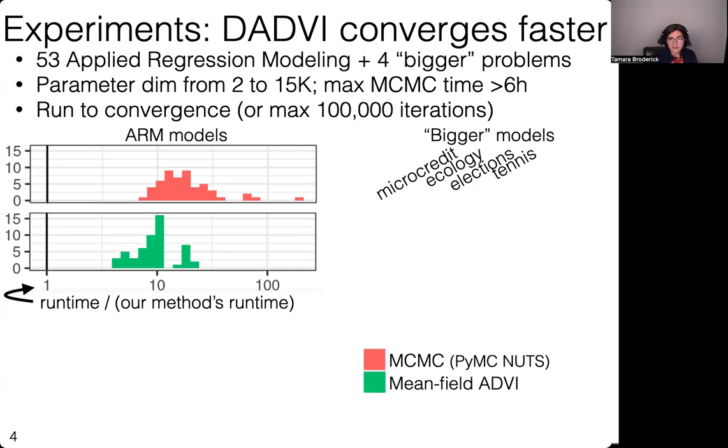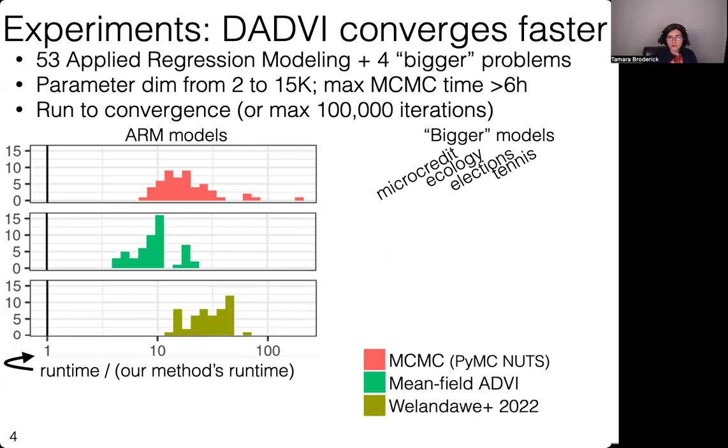Next, we look at mean field ADVI, again in PyMC. We're doing the same running time comparison of the histogram over the same models. Not unexpectedly, mean field ADVI seems to be substantially faster than MCMC, but also substantially slower than our method.